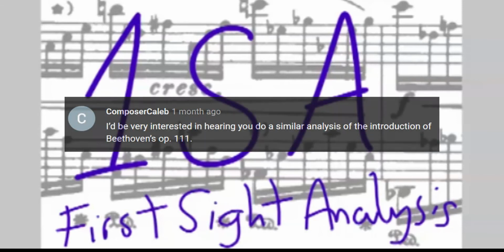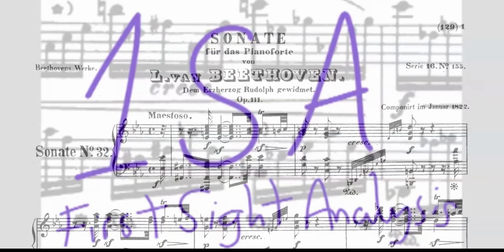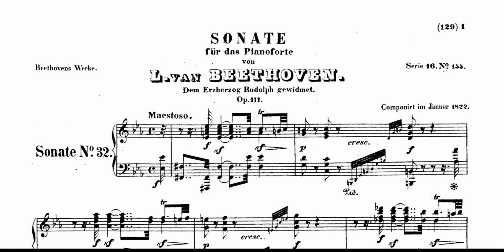Thanks, ComposerCaleb. And his idea is Beethoven's Opus 111, Sonata in C minor, which is in fact famous for the harmonic trickery in that passage in the introduction. So of course that takes precedence, and here we are with the first ever viewer request analysis.